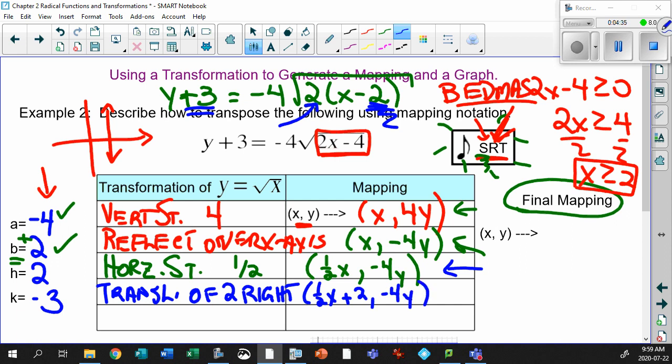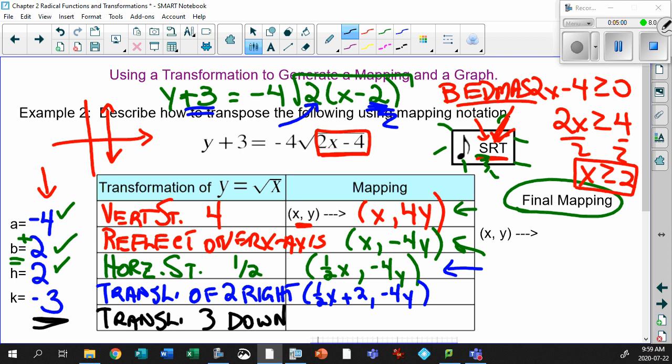Interesting to see how that mapping is developing over the next couple of transformations. Okay, let's go to K. Finally, K, here it is. K says, we're going to translate again, but now we're going to go 3 down.